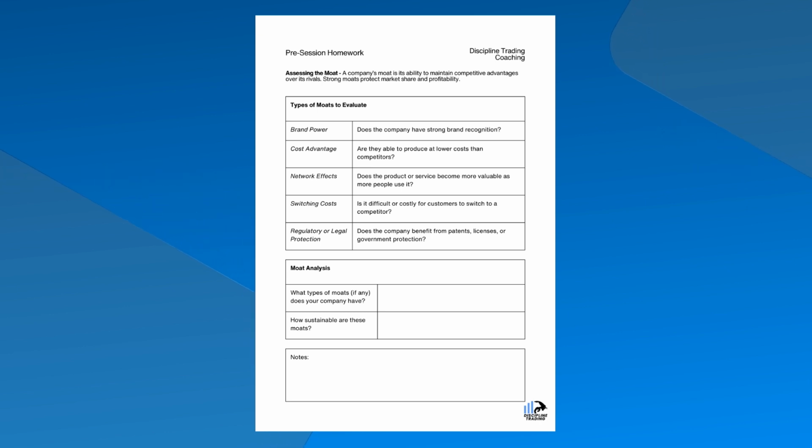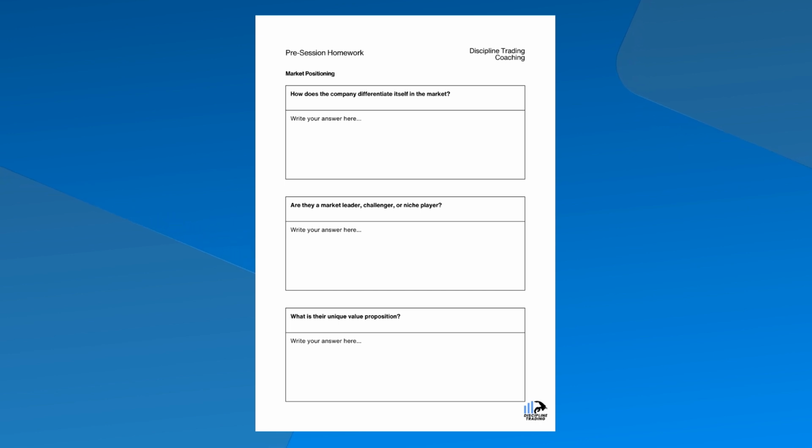And how sustainable are each of the moats that you list? Now, you might want to put a grade to this. I tend to like to grade things so that I can be as objective as possible when I research other companies. If I give one company a grade A and I give another company a grade C, I want to be able to speak to the difference and why I gave them a different grade. Or you could just say yes or no, totally up to you. And then, of course, again, a note section for you.